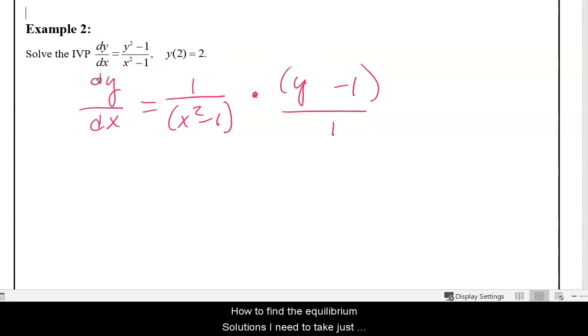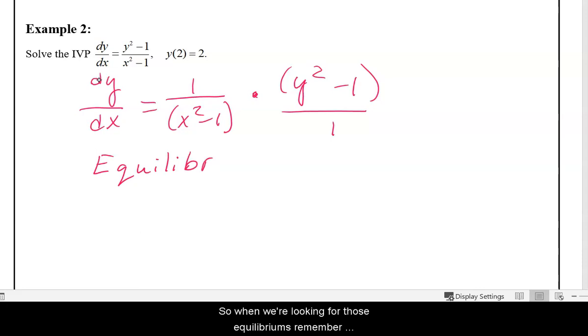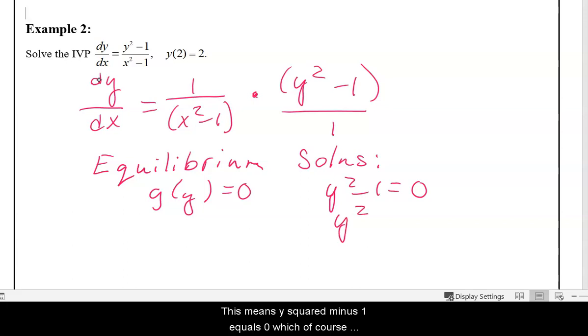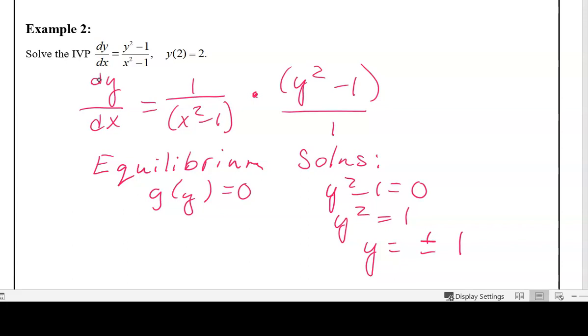Now, to find the equilibrium solutions, I need to take just the function of y and set it equal to 0. So when we're looking for those equilibriums, remember that you ignore the function of x. Take g of y and set it equal to 0. This means y squared minus 1 equals 0, which of course leads to y squared equal 1, or y equal plus or minus 1. In this case, we have two equilibrium solutions, when y equals 1 and when y equals negative 1.